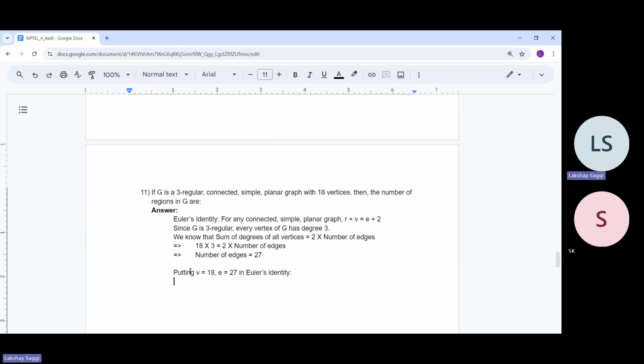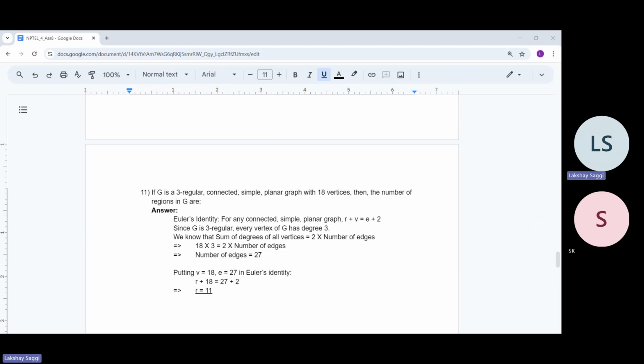What we get is that R plus 18 is equal to 27 plus 2. And from this, we get that R is just equal to 27 plus 2, which is 29, minus 18, which is 11. So this is our final answer. I hope it's clear to you.